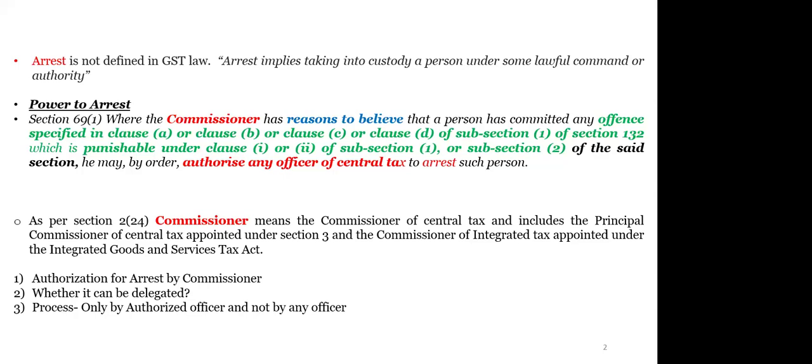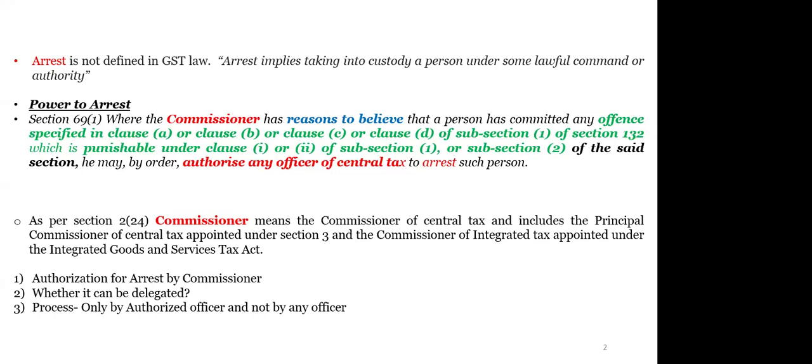Section 69(1) says that where the Commissioner has reasons to believe that a person has committed any offense specified in clause (a), (b), (c), or (d) of sub-section (1) of Section 132, which is punishable under clause (i) or (ii) of sub-section (1) or sub-section (2) of the said section, he may by order authorize any officer of central tax to arrest such person. Let us divide this section into subparts.